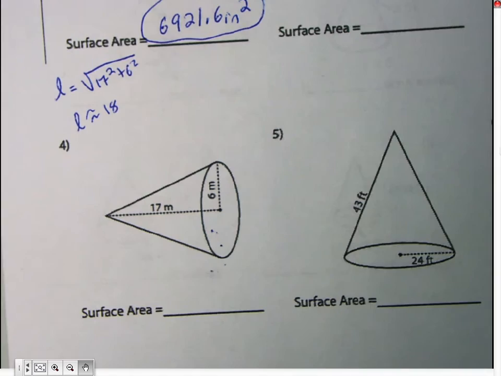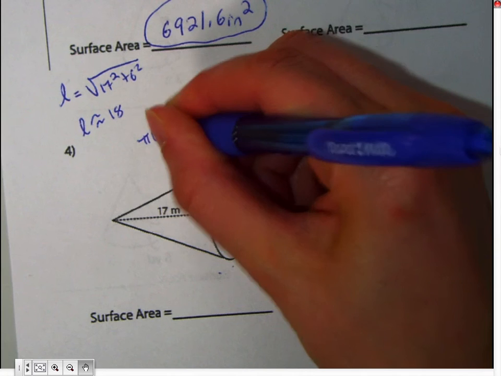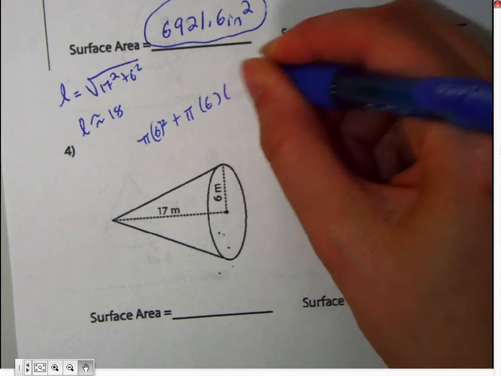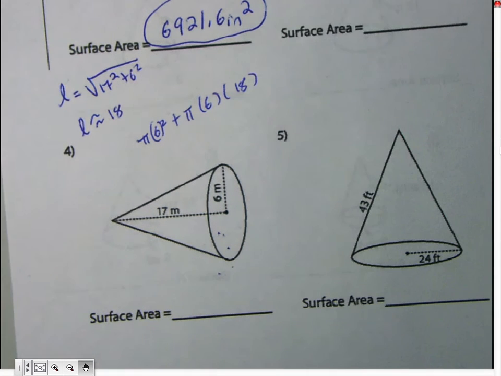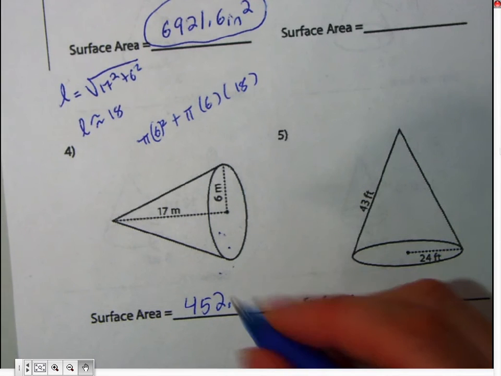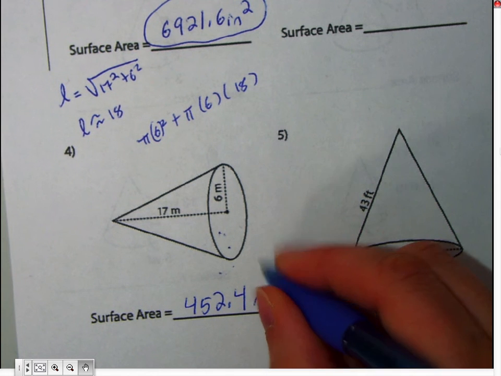Okay. Once I have that, I'm going to plug it into the formula. I'm going to say pi times 6 squared plus pi times 6 times my slant height. I'm going to put that in my calculator. Pi times 6 squared plus pi times 6 times 18. And I get 452.4 meters squared.